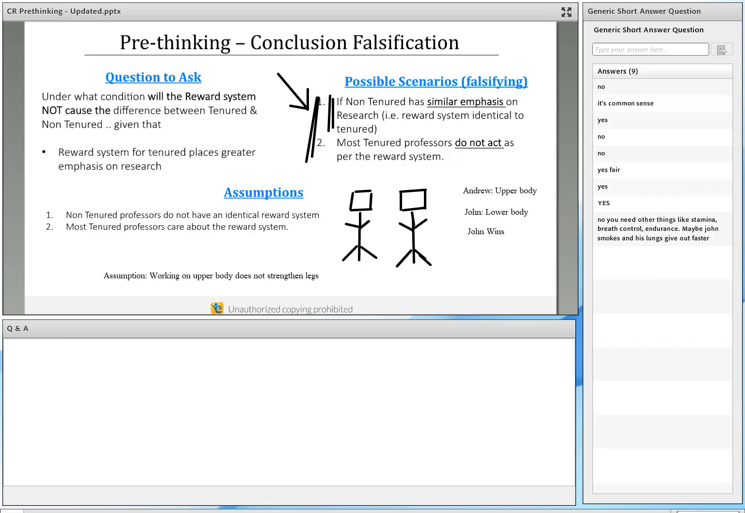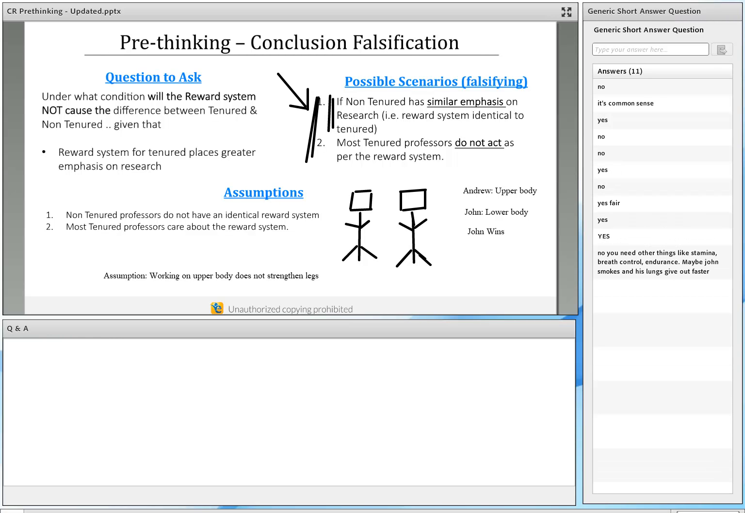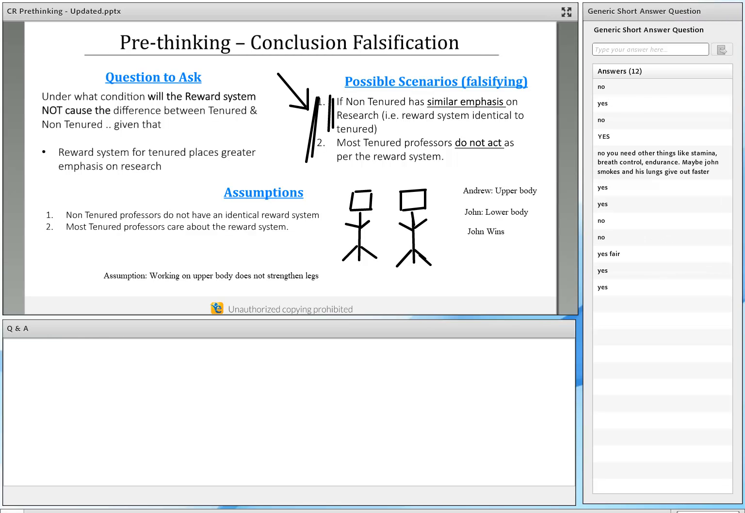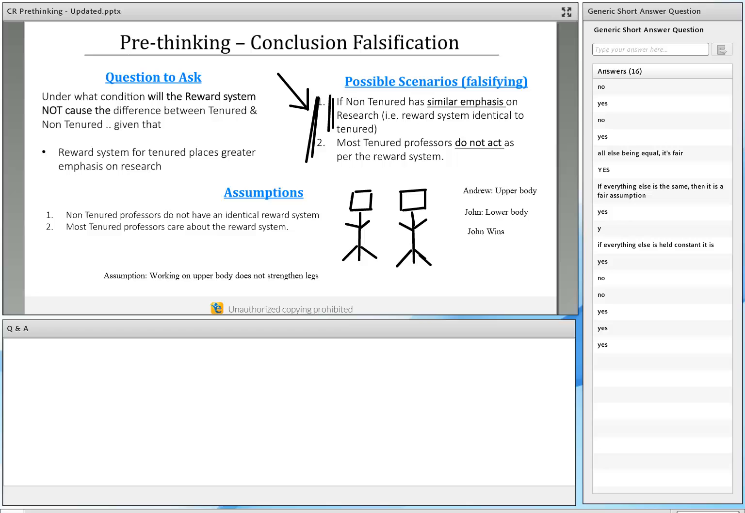And again, please ignore the other endurance pieces and everything. Let's assume everything else. Forget about common sense also. Just from this part. Yes and no. Okay. No, it isn't. The answer to that is no, it's not a fair assumption.